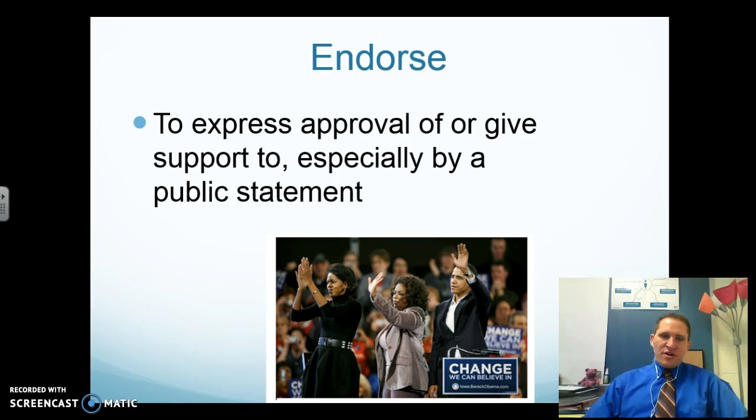All right, the fourth word is endorse. Endorse is to express approval of or give support to, especially by a public statement. Here in this picture, you can see President Obama in one of his past 2 presidential elections being endorsed by Oprah Winfrey, along with Michelle Obama there on the left at a campaign rally. So sometimes it's usually a famous person or someone with some kind of notoriety giving support.